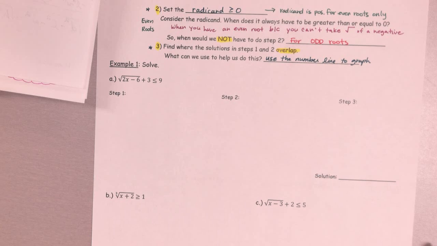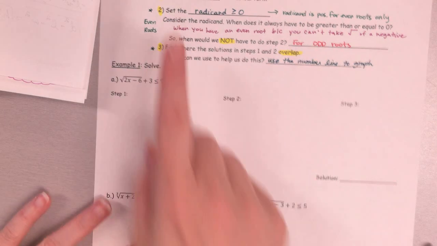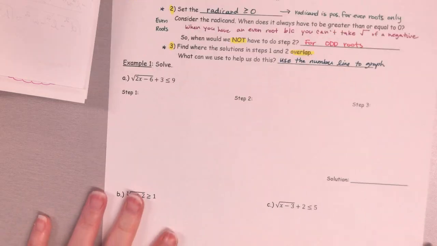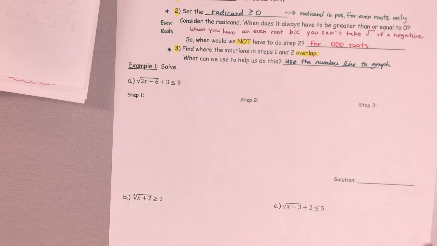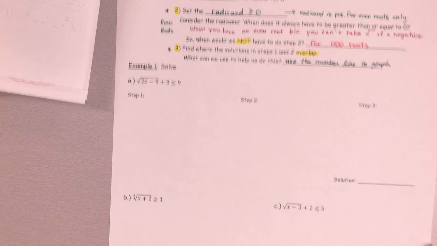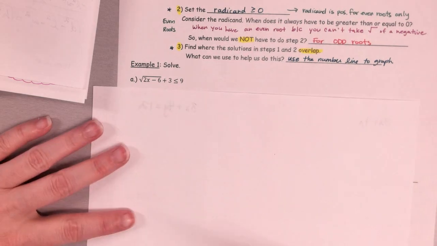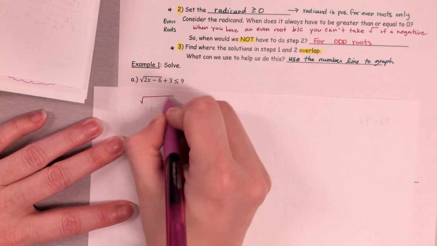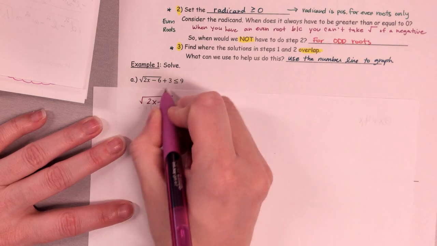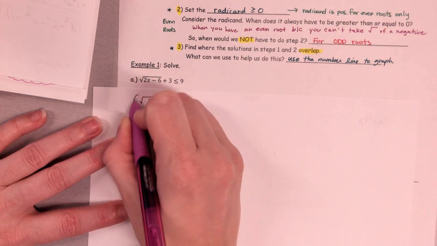So example 1, it's just going to say to solve. We're going to solve using algebra. So step 1 is to isolate the radical term. Now the reason why you want to isolate instead of just jumping in and squaring both sides, you don't have to write this part down. I just want to show you why we have to isolate the variable.